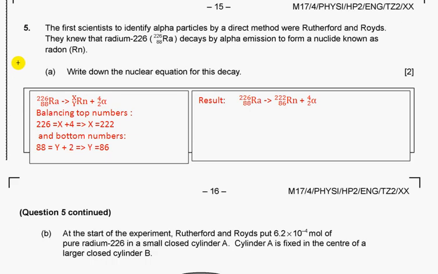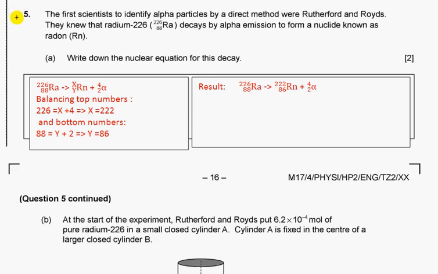Question 5. The first scientists to identify alpha particles by a direct method were Rutherford and Royds. They knew that radium decays by alpha emission to form a nuclide that is known as radon. Write down the nuclear equation for this decay.